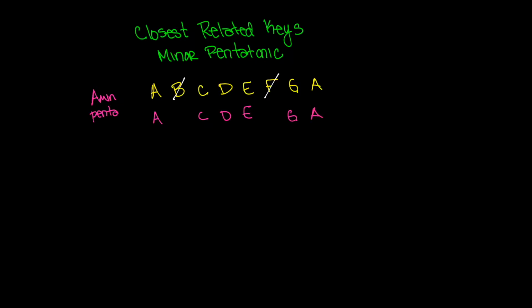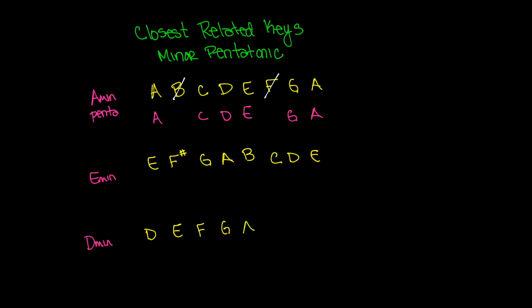And what I'd like to do is take a look at some other key signatures. How about E minor? Let's take a look at that particular one. We'll also look at D minor. So E minor is going to have the notes E, F sharp, G, A, B, C, D, and E. And finally, D minor would have the notes D, E, F, G, A, B flat, C, and D.